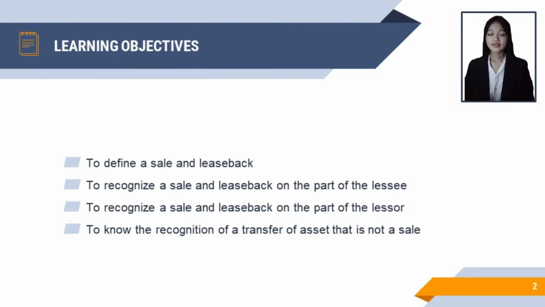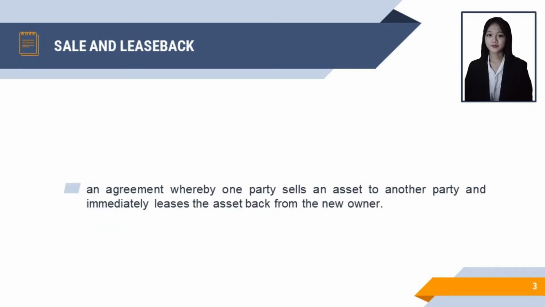Before we proceed with the main discussion, the objectives of this chapter are as follows. First is to define a sale and leaseback. Second is to recognize a sale and leaseback on the part of the seller-lessee. Third is to recognize a sale and leaseback on the part of the lessor. Fourth is to know the recognition of transfer of asset that is not a sale. So let us first define what a sale and leaseback is.